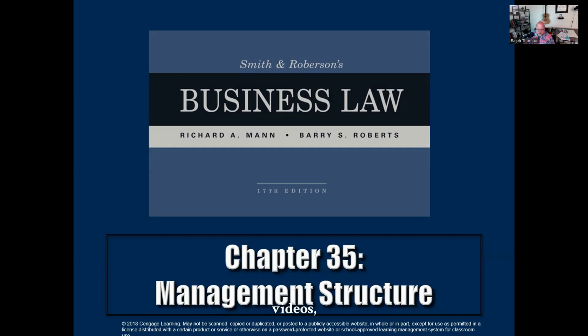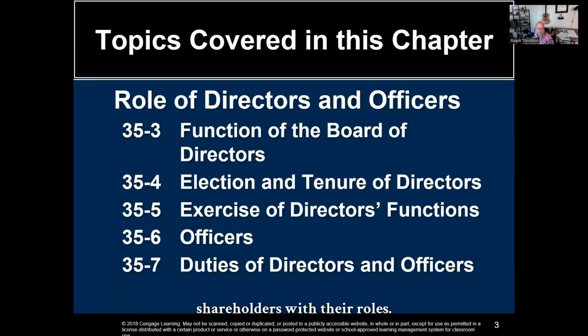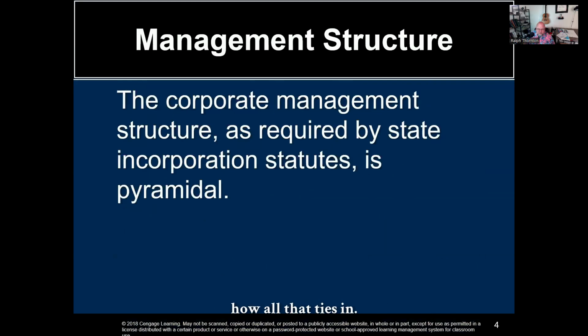I'll do it in two different videos just so you have separate videos to watch and not have to sit through a long one if you want to sit through the whole thing to take your notes. All right, we'll go ahead and get started. This is chapter 35 in your book. It's the voting rights of shareholders and enforcement rights of shareholders with their roles. Then we'll talk about the role of directors and officers and how all that ties in.